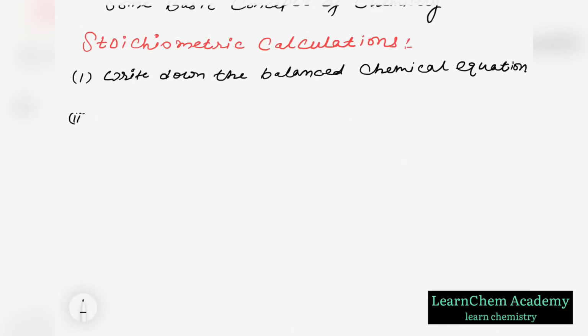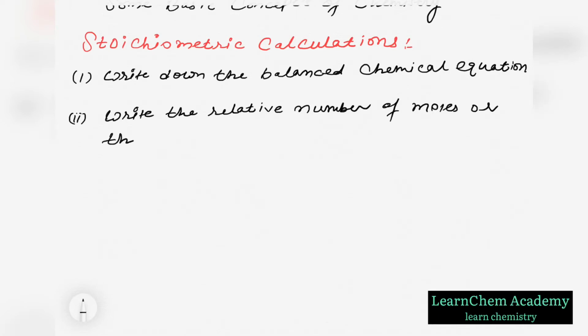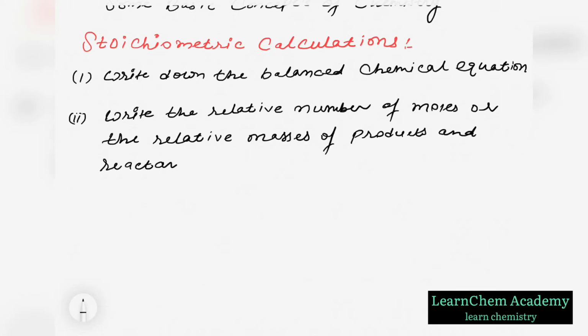So second step is write the relative number of moles or the relative masses of products and reactants. Okay, so this will be the second step.